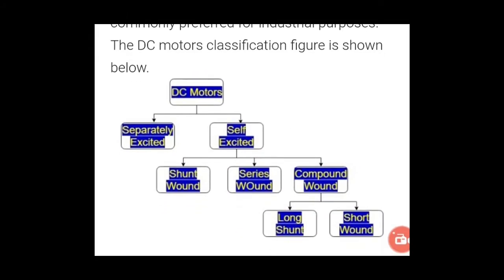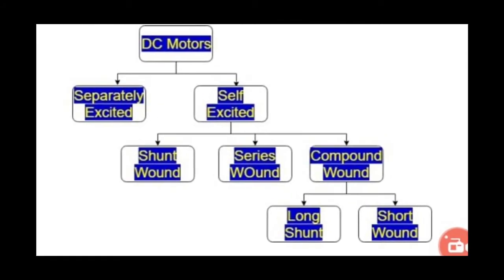So DC machines are separately excited or self-excited. Separately excited machines need a separate DC supply, and self-excited machines do not. Self-excited machines are shunt wound, series wound, and compound wound machines, and compound machines may be long shunt or short shunt.